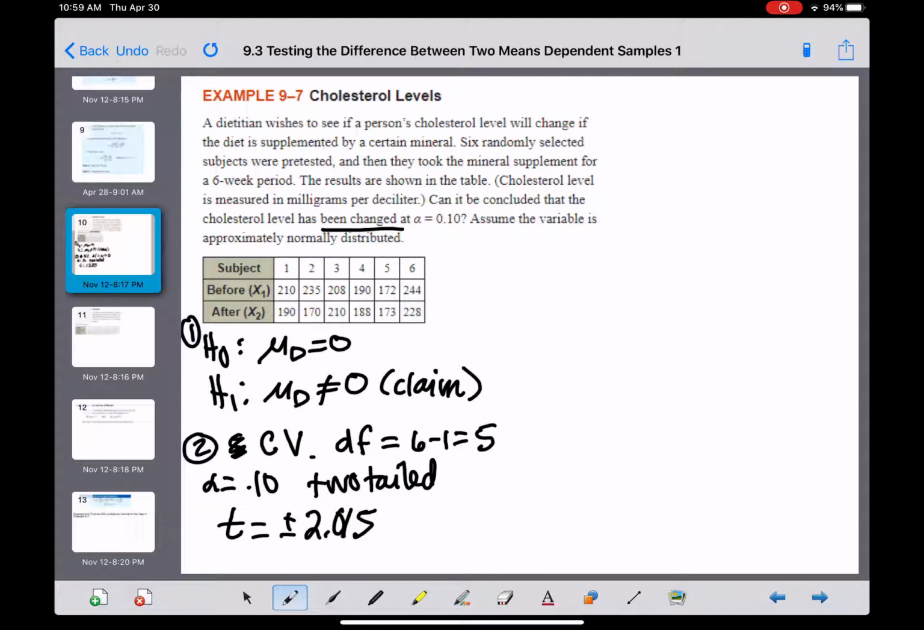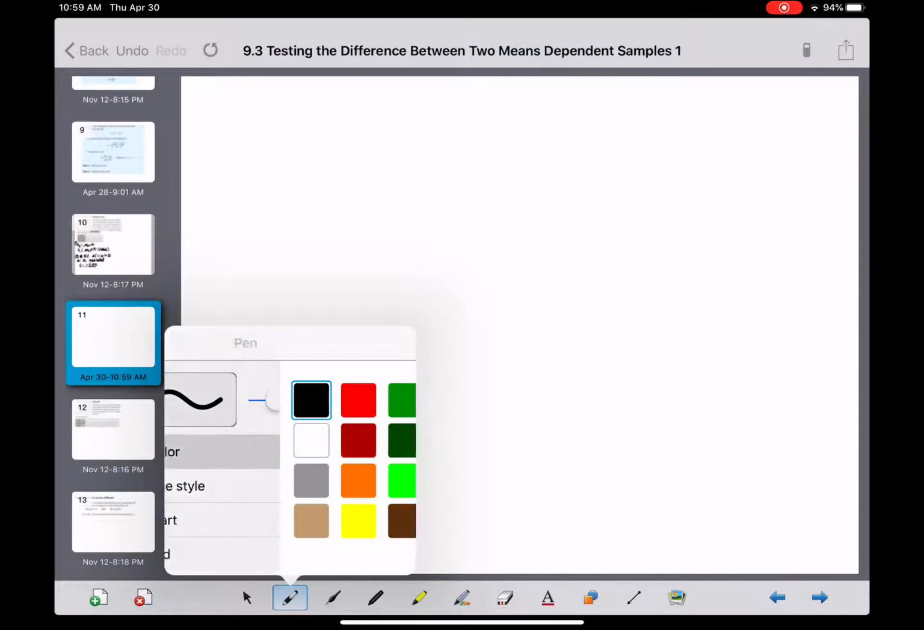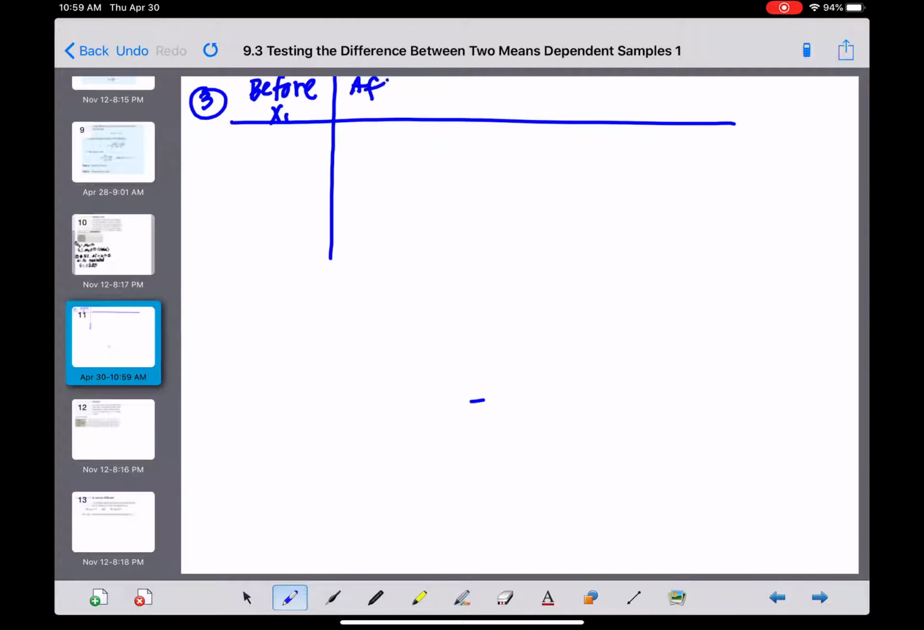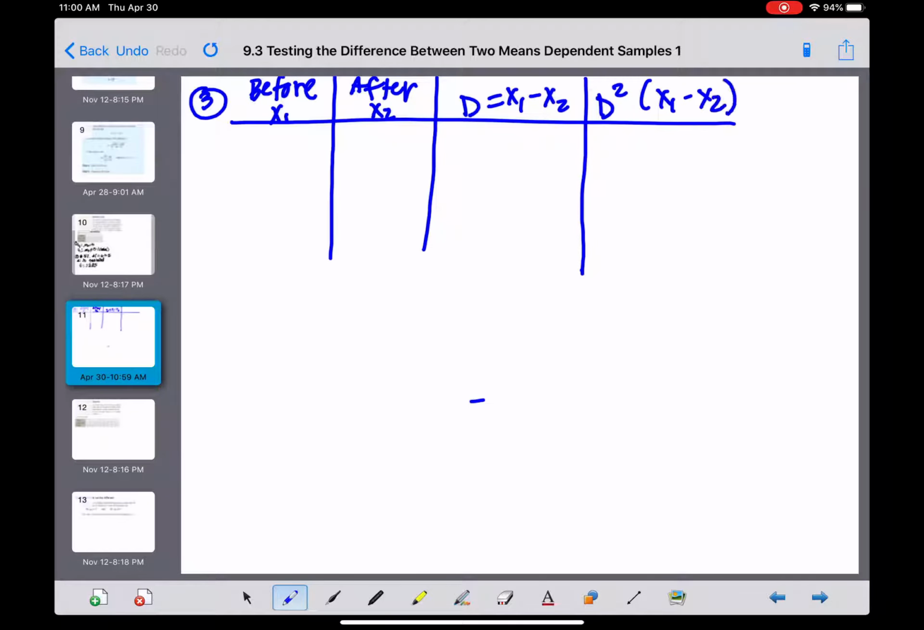Okay, so step 3 is calculating the test statistic, and there's a little bit involved in that, so I'm going to go to a blank page to do that part. So step 3, we're going to make a table. So our before is our x bar, or x1, sorry. Our after is going to be our x2. Our d is x1 minus x2, so that's our difference. And then d squared will be x1 minus x2 squared.